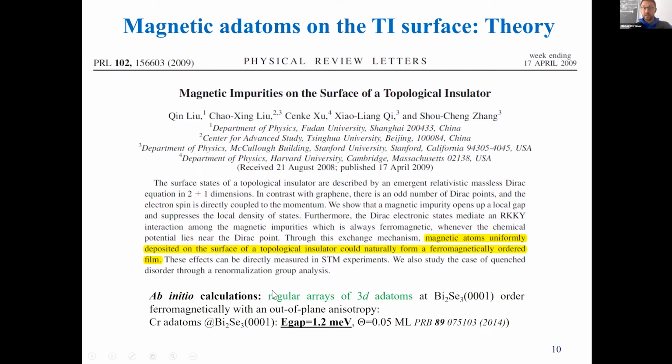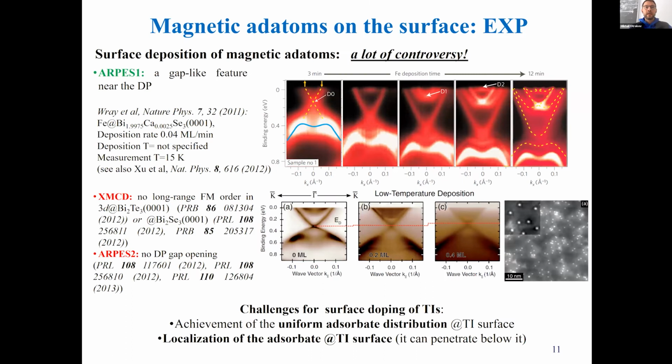And indeed, if you perform an ab initio calculation, this is a model calculation, I believe, in this paper. If you model in ab initio your chromium atoms in regular arrays on top of bismuth selenide, for example, you will find that the system is ordered ferromagnetically and its easy axis is pointing perpendicular to the surface, which would induce a small but finite Dirac point gap at this coverage. So everything looks perfect. But in practice, it appears to be much more complex, and there was actually a lot of controversy concerning this subject.